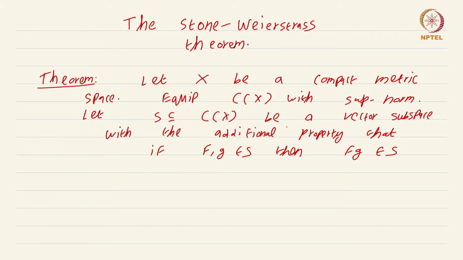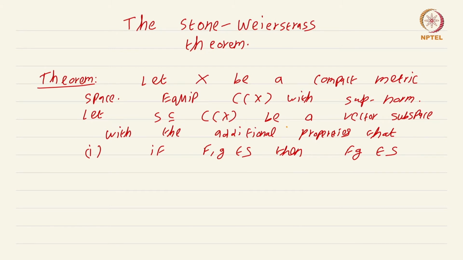Okay, so let me just list out. I need three different properties. With the additional properties that number one, if f, g are in S, then the product fg is in S. The product of two continuous functions is continuous. So we are requiring this vector subspace of C(X) to also be closed under multiplication. In fancier language, this is essentially going to make S into a subalgebra.